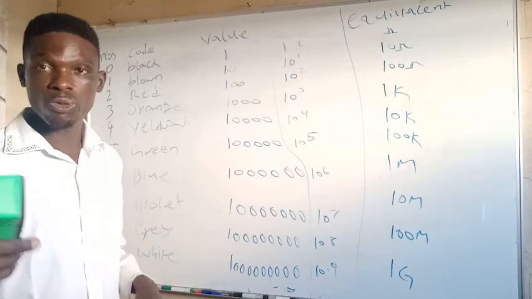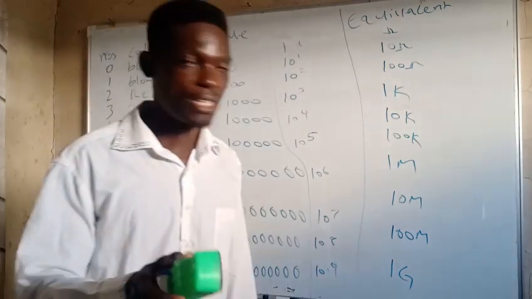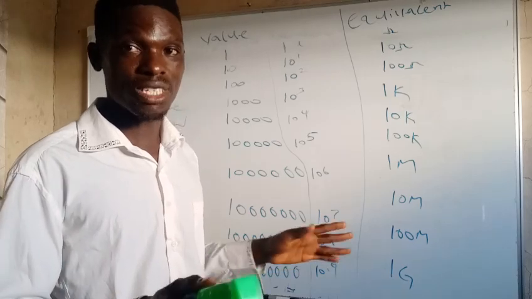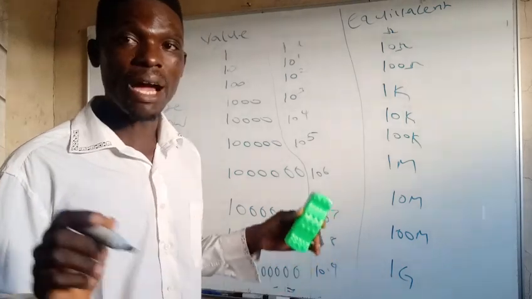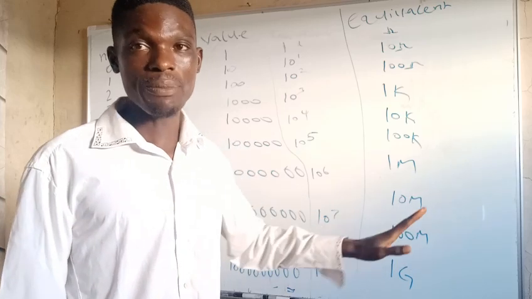Watch out for part 3 of resistors. I'll show you how to calculate them and how to measure them in terms of resistor ohms. You measure them by ohms, k, and mega in different types of resistors.